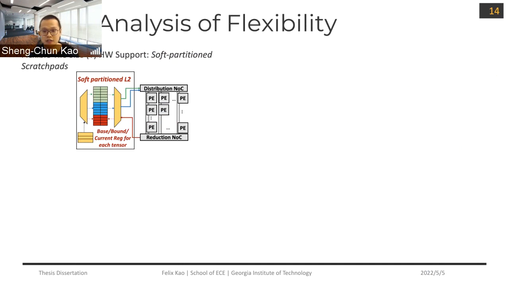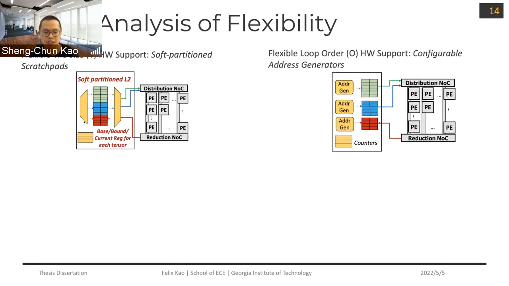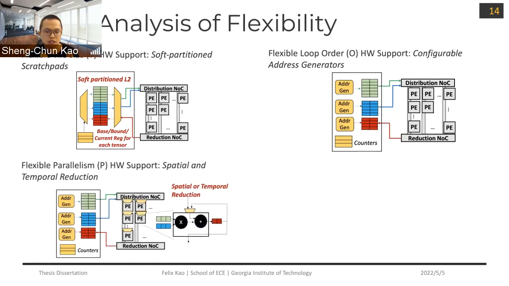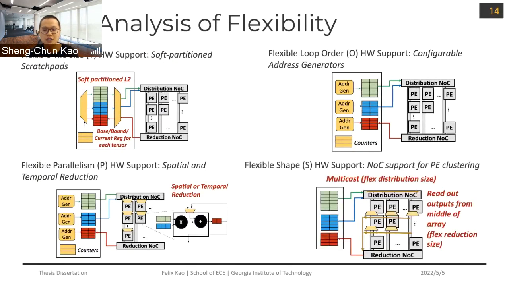For example, for tiling, one practical consideration is whether to use a hard partition of the input, weight, and output buffers or a soft partition one. Apparently, soft partition will have more flexibility but also higher complexity. Second, ordering will introduce a configurable address generator to dictate the order of buffer fetching. For parallelism, we need some muxes or control logic alongside the PEs to control spatial and temporal reduction. And for shape, we need some network-on-chip design to support different ways of PE clustering. So apparently, these mapping axes are not free. Therefore, how to cleverly support them is an important question.